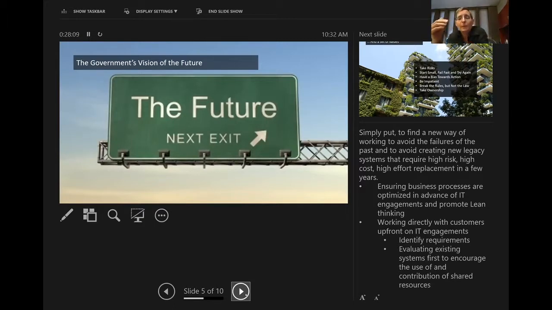So for example, for EPA, our vision was we want to avoid creating new legacy systems that create high risk. We want to avoid solutions that are high risk. So we want to have a development process and solutions that are going to be modular, low risk, successful, and are going to enable us to improve our business processes and better meet our customer needs. And so we created this vision of the future.